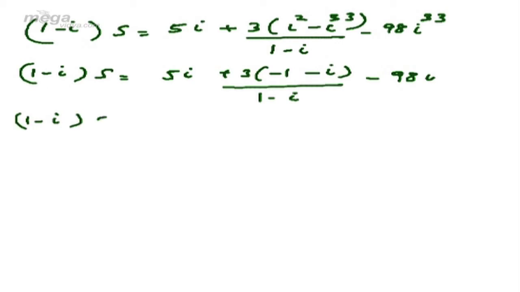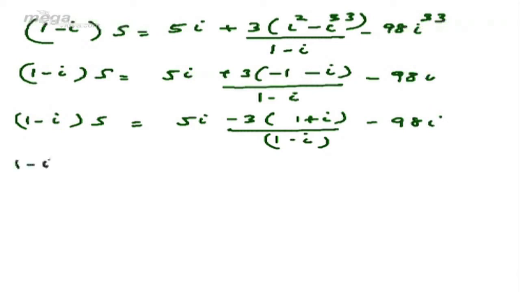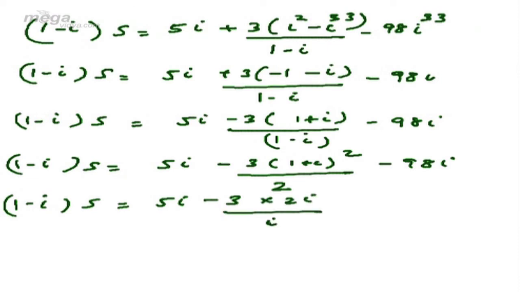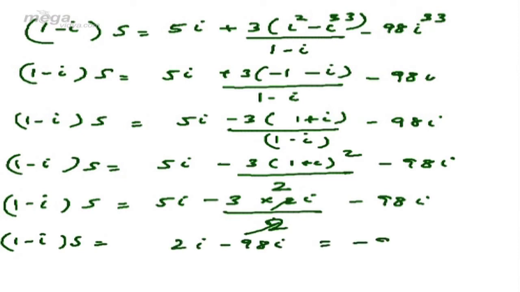So (1 minus i) into S is equal to 5i minus 3 into (1 plus i) by (1 minus i), minus 98i. (1 minus i) into S is equal to 5i minus 3 into, you rationalize this complex number (1 plus i) upon (1 minus i), you will get (1 plus i) to the power 2 and the denominator will become 2, minus 98i. (1 plus i) whole square will become 2i, so 3 into 2i divided by 2, the 2 will cancel out. So (1 minus i) into S is equal to 5i minus 3i minus 98i, that is 2i minus 98i. This will become minus 96i.